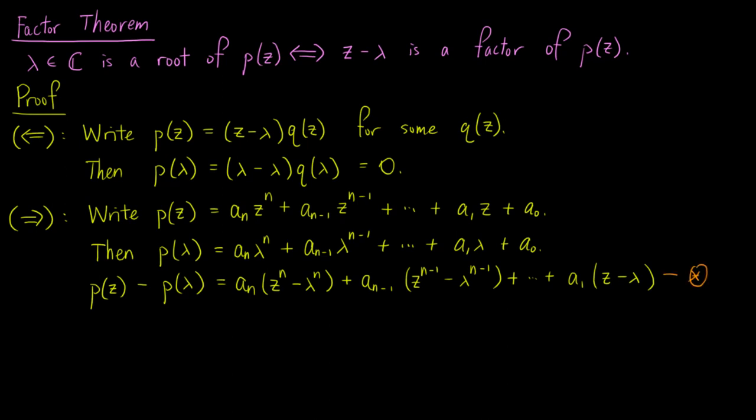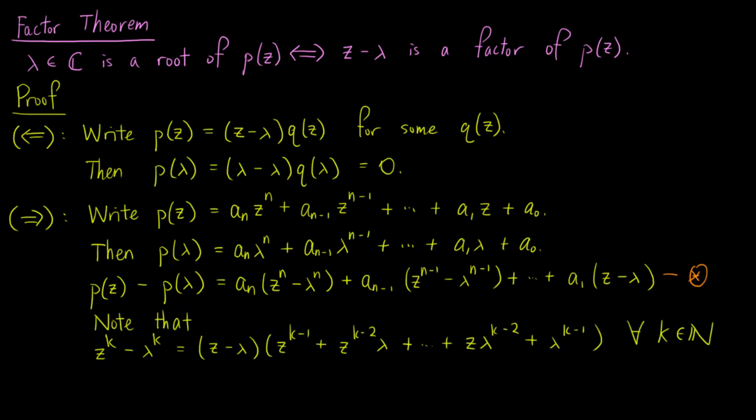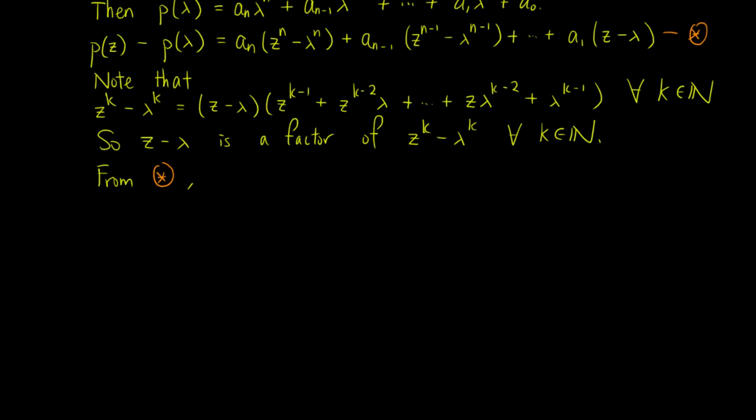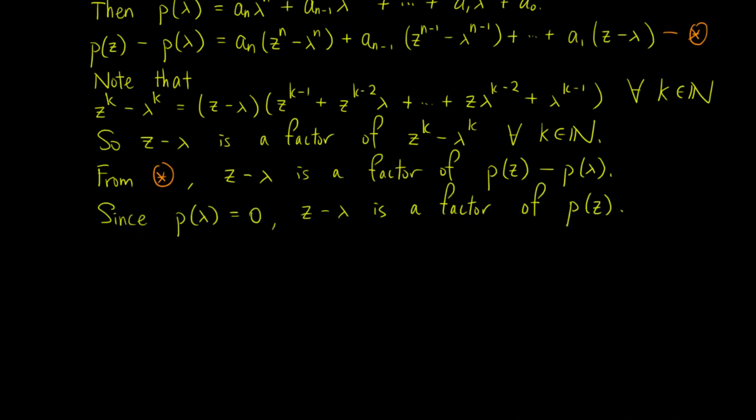Label this as star. Now, we note that z^k minus lambda^k equals (z minus lambda) times (z^{k-1} + z^{k-2} lambda + all the way to z lambda^{k-2} + lambda^{k-1}). This is true for all positive integers k. So, z minus lambda is a factor of z^k minus lambda^k for all positive integers k. From star, we know that z minus lambda is a factor of p(z) minus p(lambda). Since p(lambda) equals 0 by assumption, z minus lambda is a factor of p(z), hence completing the proof.